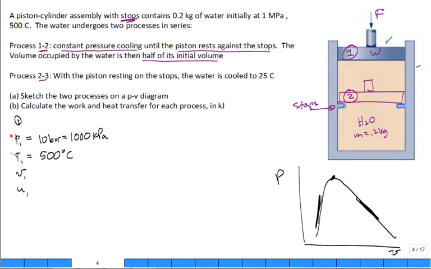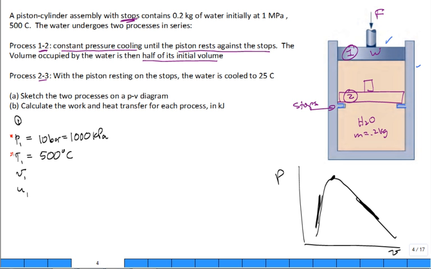Those look like they could possibly be independent properties. Sometimes pressure and temperature isn't in the two-phase dome, but everything looks like it is, so I would go searching to see if I could get V1 and U1, and I'd determine what is the description of state 1. And so what do we find?